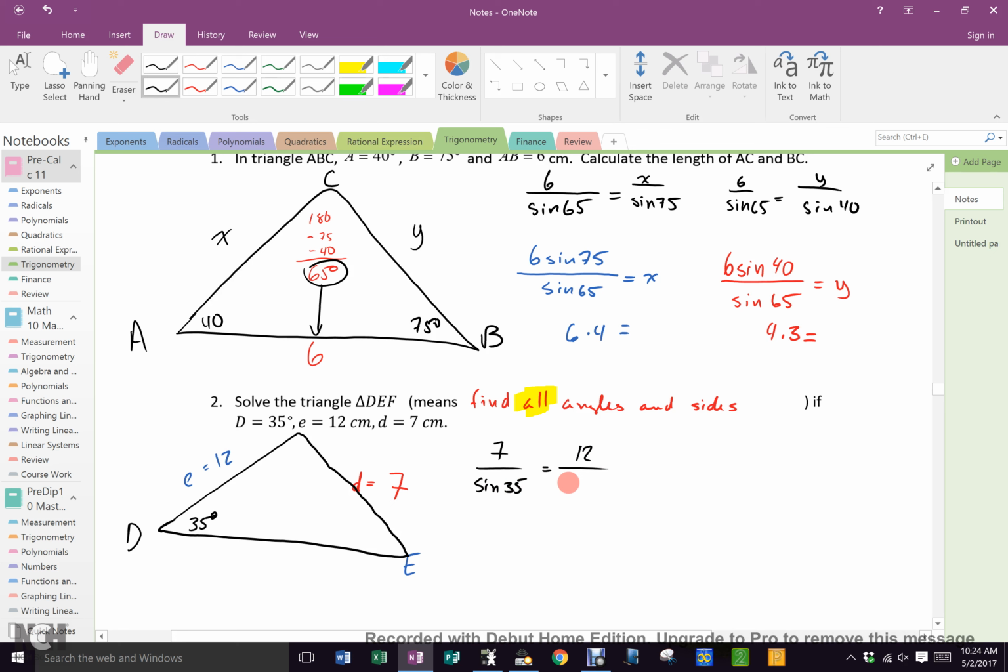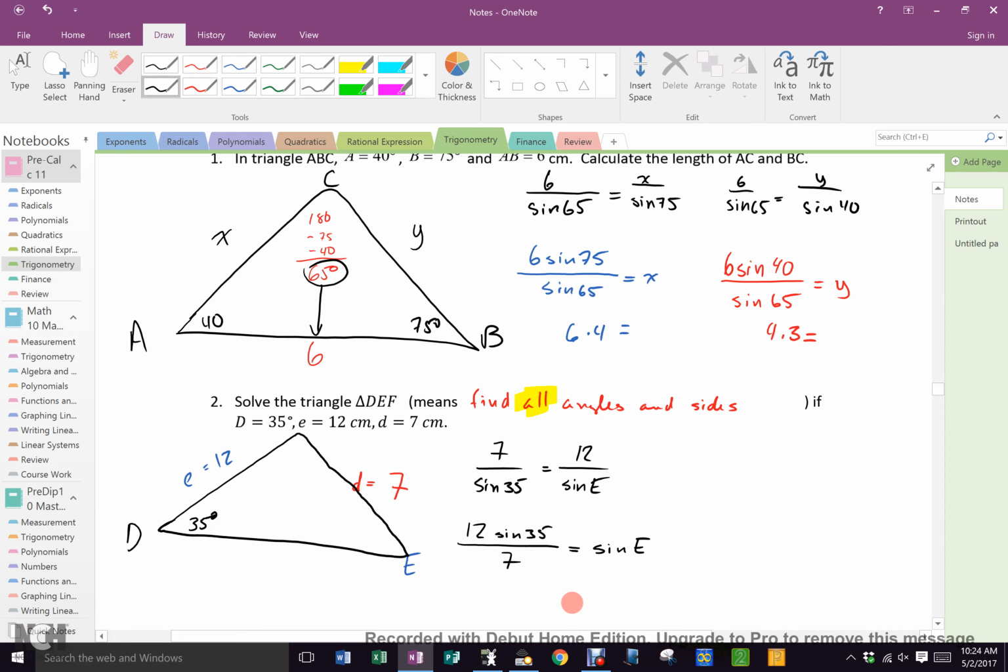And what's that? Sine what? E, because I've got E right here. How do I solve that? Cross multiply. 12 sine 35 over 7 gets me sine E. Do I want sine E? No, I need E, don't I? So what do I have to do to this whole thing at the end of it all?